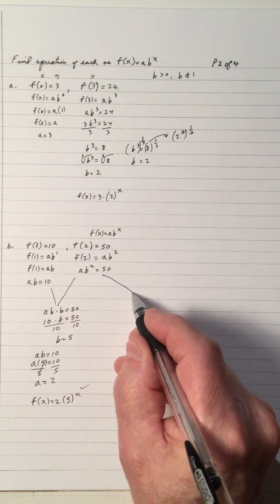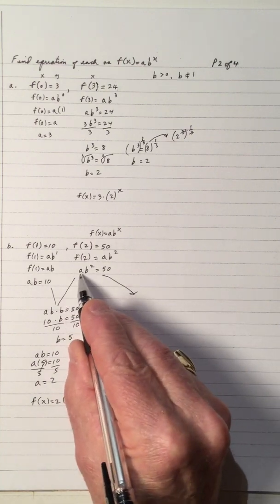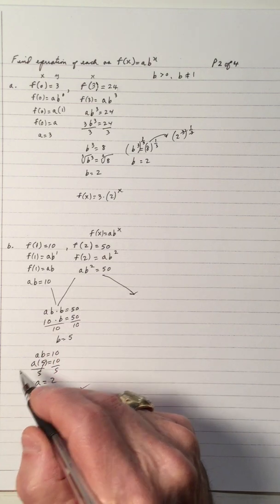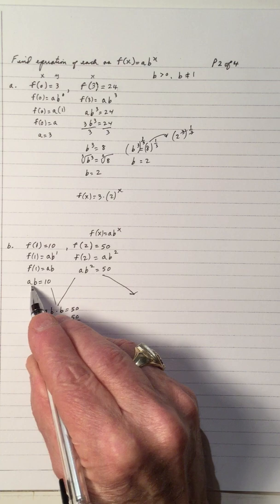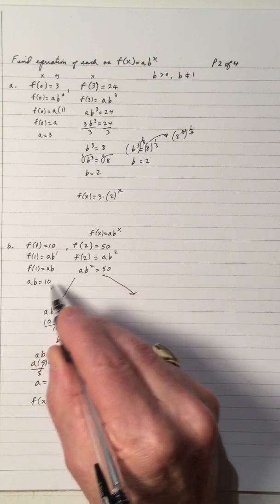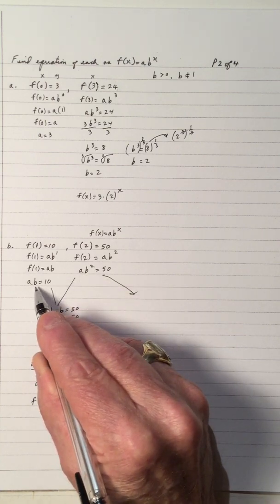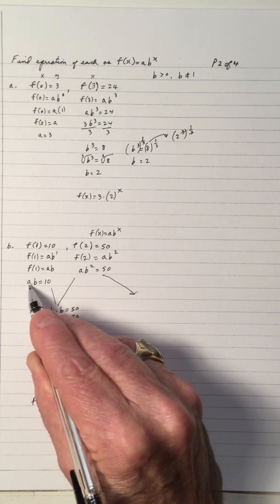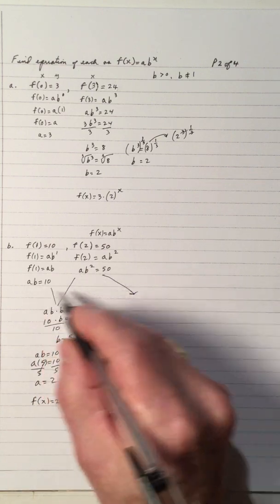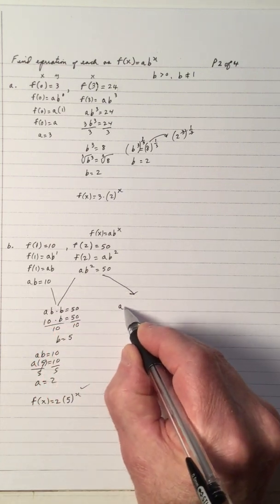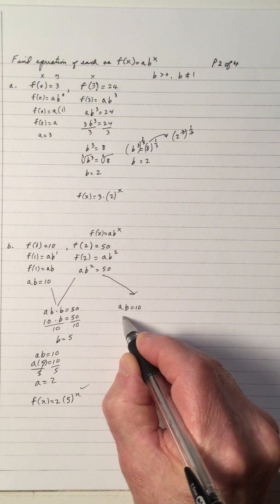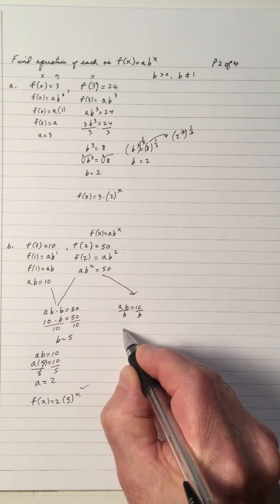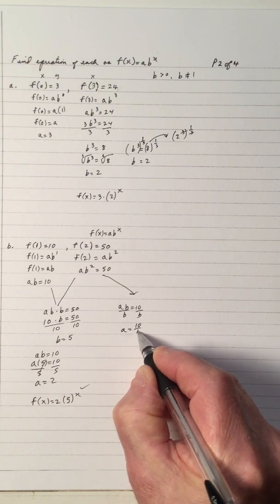Another way also to do this, and I took a little shortcut here. I noticed that this is ab squared, so I did it this way. If you didn't do that, notice I can solve this equation for a. I could solve it for b and sub in, but since a is here and here, if I take this equation, ab equals 10, and solve it for a, that means I'm dividing by b, so a is 10 over b.